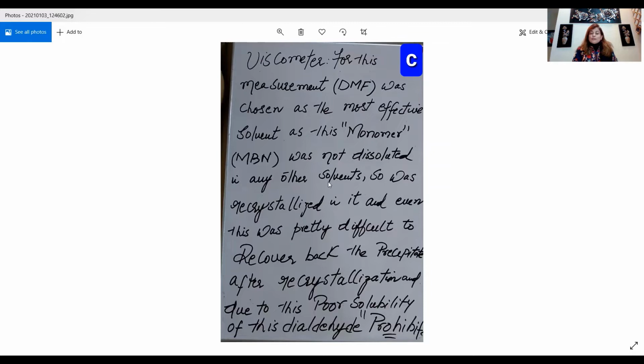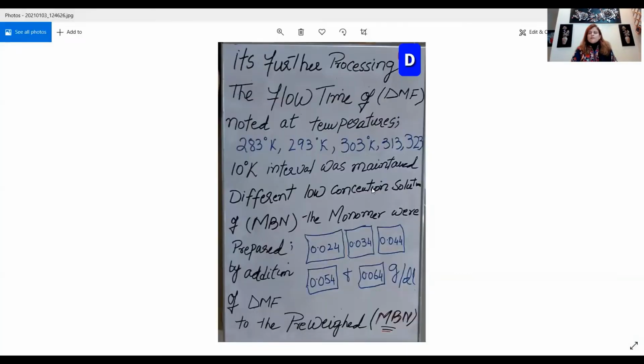It was first of all recrystallized in it, and even this was pretty hard. It was difficult to recover back the precipitates. Once it was dissolved, it took a lot of time, and then recovering back the precipitates was another goal. So that was quite a difficult path. After recrystallization, the poor solubility of this dialdehyde prohibits its further processing. So the flow time of the DMF was noted.